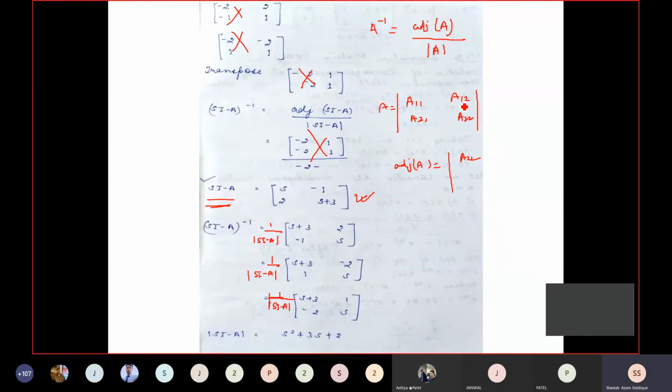So now you take this position. If we eliminate this position, this row will be eliminated and this column will be eliminated. What will be written here? A21. So A21 will be written on this side. We are taking row wise, but filling in column wise. So A21 will be written here.